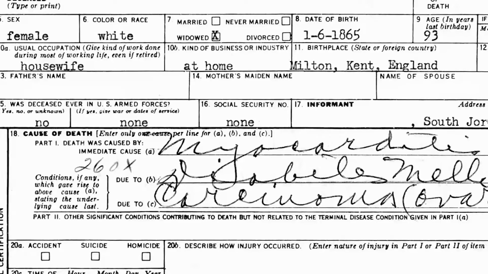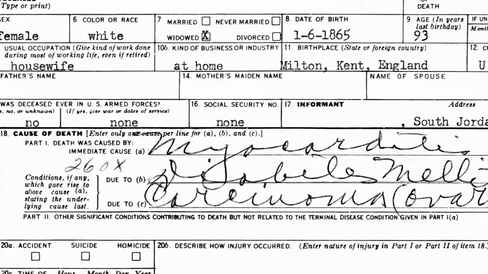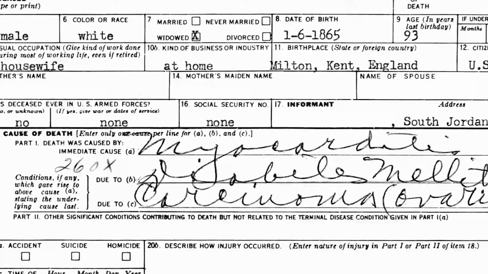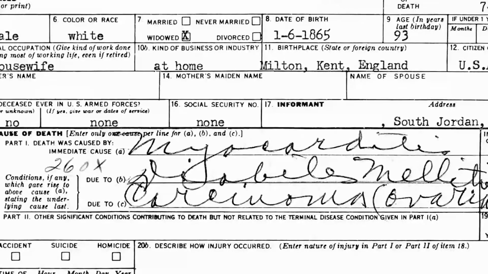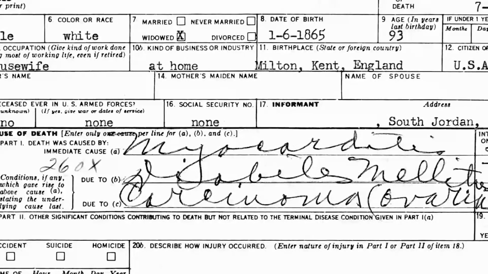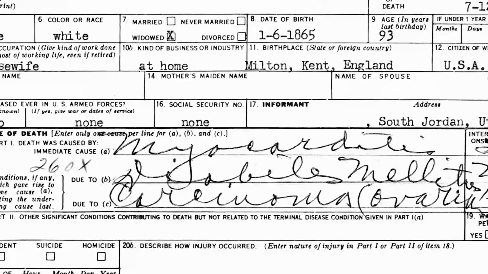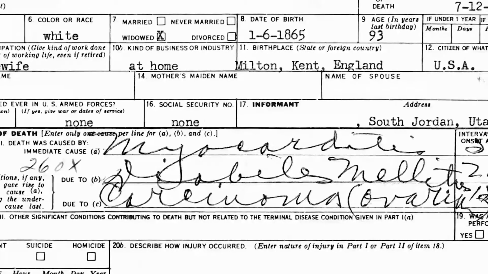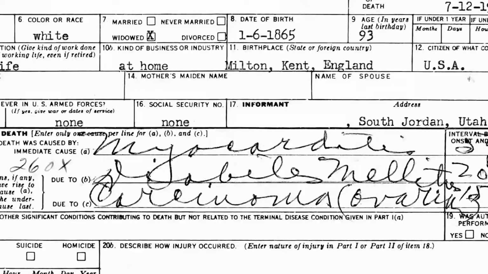Beyond that, I've got a couple of other conditions here, so I'm going to go through a similar process with these. The second one looks like the word carcinoma, and in parentheses it has ovarian, and we commonly know of carcinoma as cancer, right? So we can determine that this person had ovarian cancer, and we see from the death certificate that it was for 15 months.